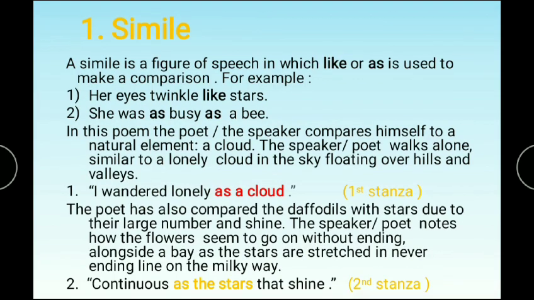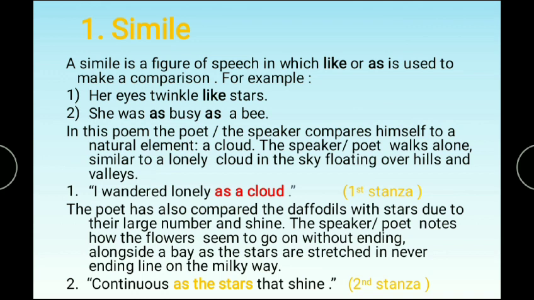Simile is a figure of speech in which like or as is used to make a comparison. For example, her eyes twinkle like stars. She was as busy as a bee. So what is simile? Simile means when a poet compares one thing with another, and we use some comparative words. And what are the comparative words that we use? Like or as, such as. So if we use comparative words like or as and we compare one thing with another, this is called simile.